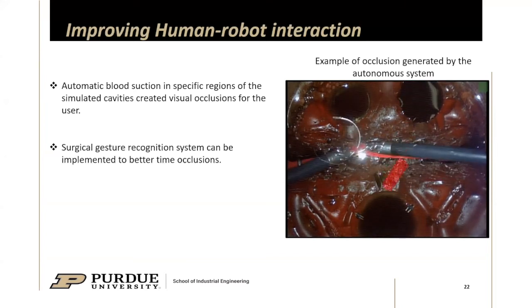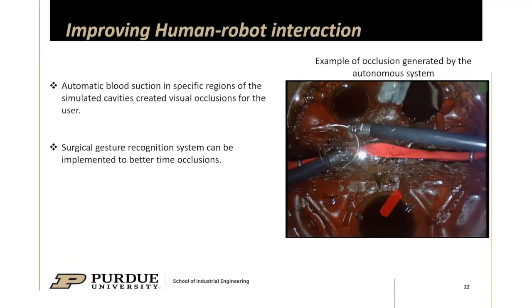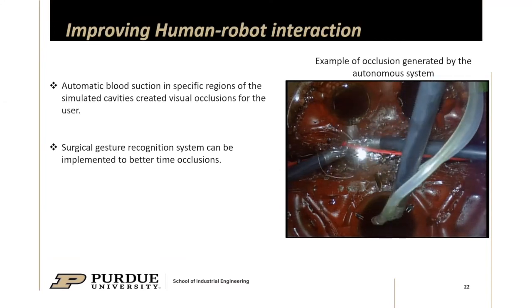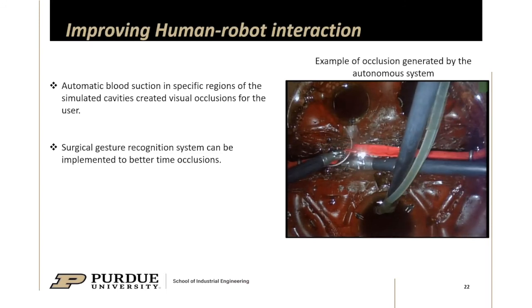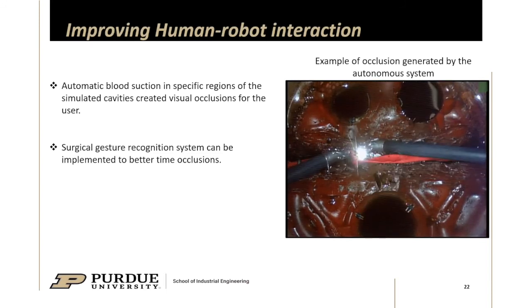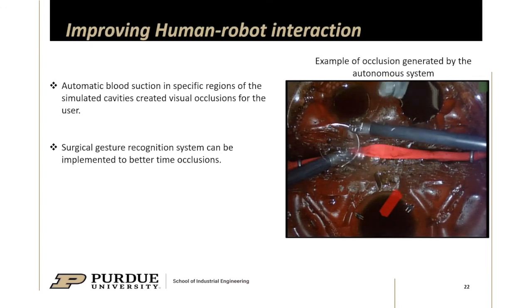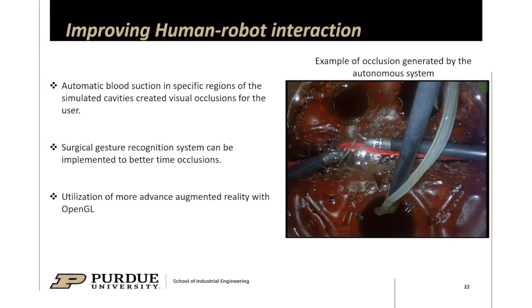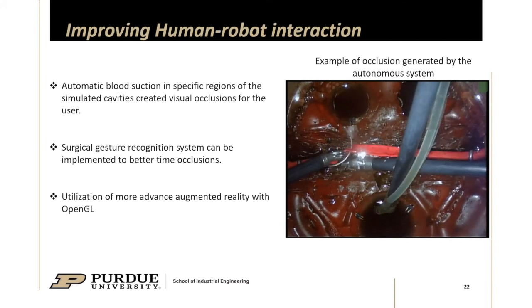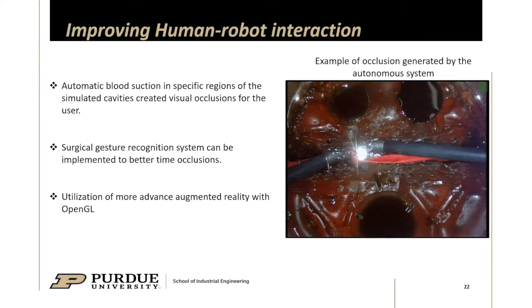We have been working on incorporating a surgical gesture recognition system such that the autonomous system can identify when the user is performing a critical step of the procedure, and plan ahead when an occlusion is unavoidable, in moments where the user is not doing a critical task. The other step that we have been taking to improve our system is utilizing more advanced augmented reality with OpenGL.